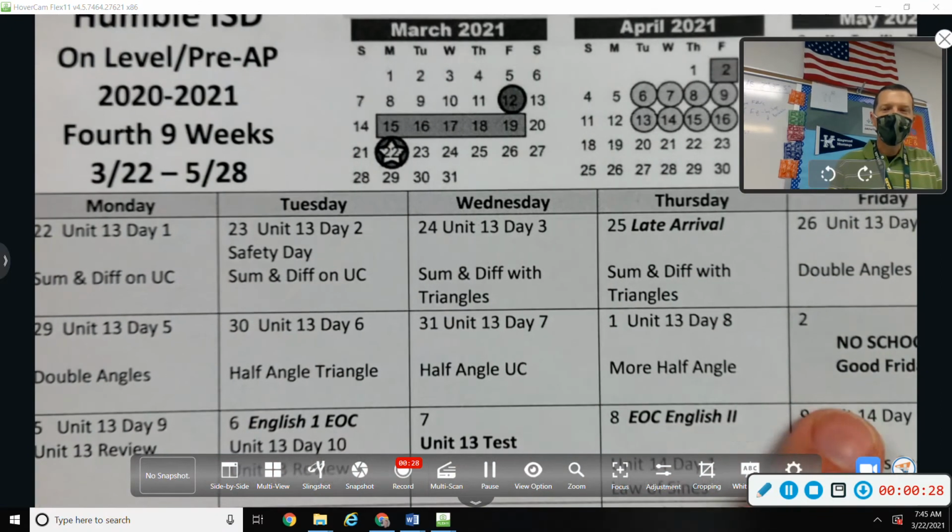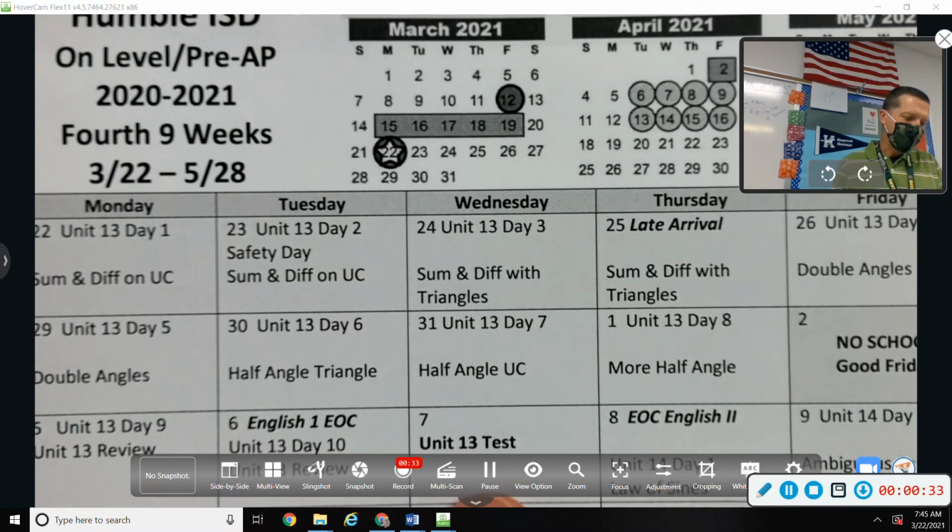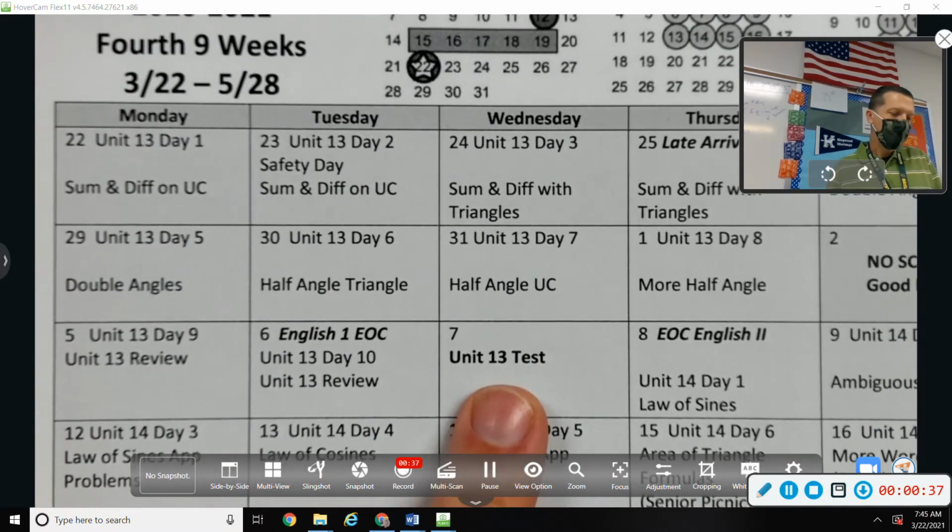No school next Friday for Good Friday. That's nice. And our test is not until April 7th. So 2.5 weeks away.